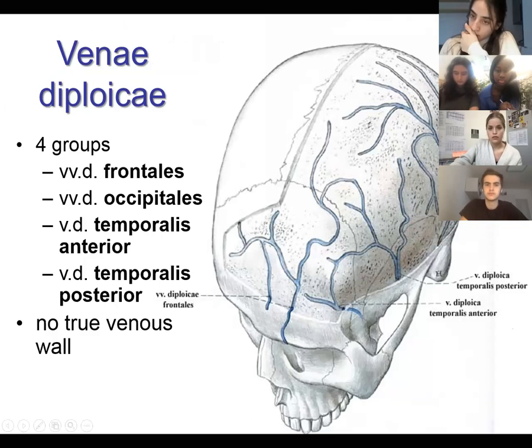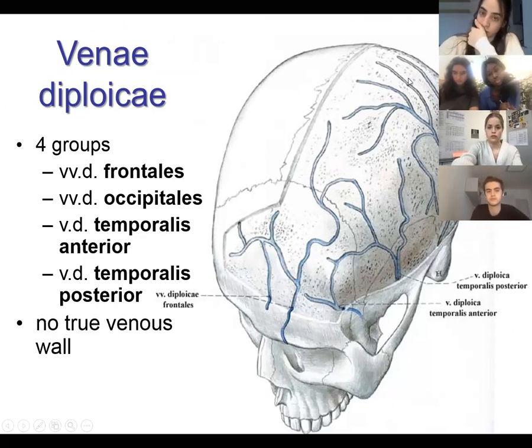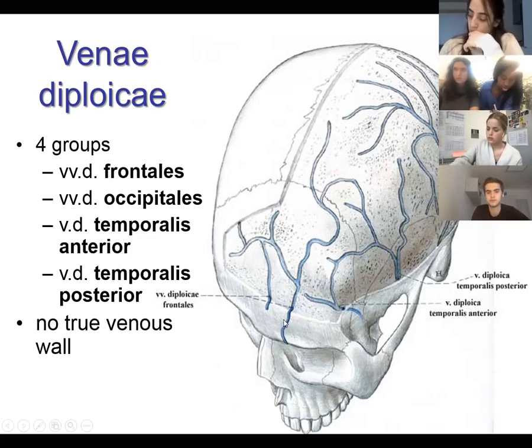They just drain the spongy bone, the diploe, and we divide them according to the bones they drain: frontal, occipital, and temporal. The temporal we group into anterior and posterior. So we have 4 groups of diploic veins. That's it. Of course, they again serve as a way to spread inflammation from externally to internally.